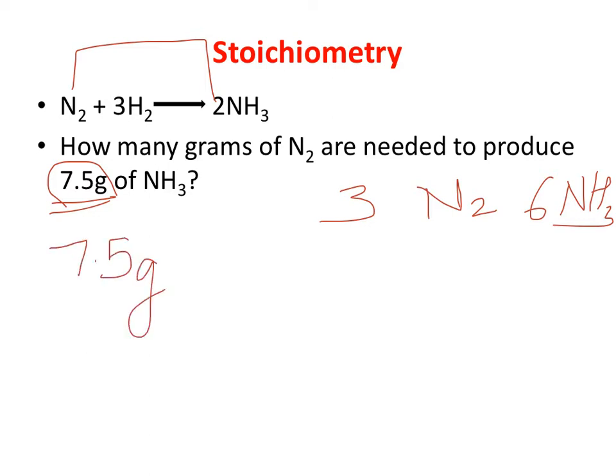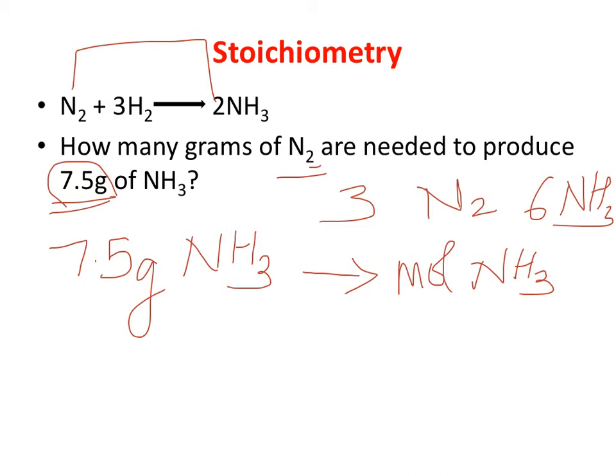So our question is, how many grams of nitrogen will react to produce 7.5 grams of ammonia? If your requirement was to produce 7.5 grams of ammonia, how many grams of nitrogen would you use? So then what we have to do is convert this grams of ammonia to moles of ammonia.